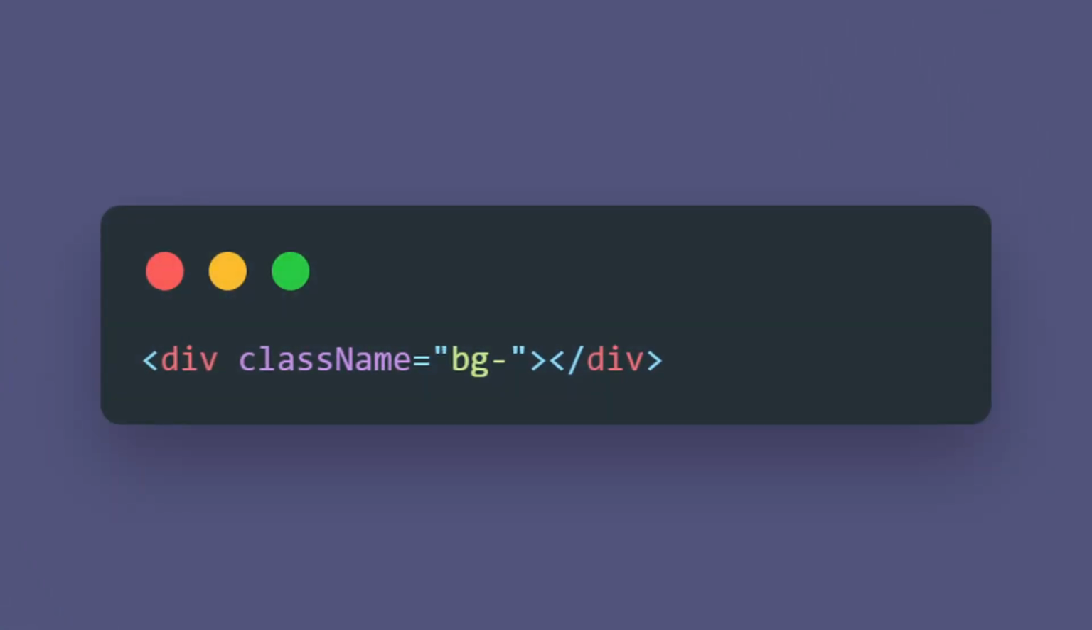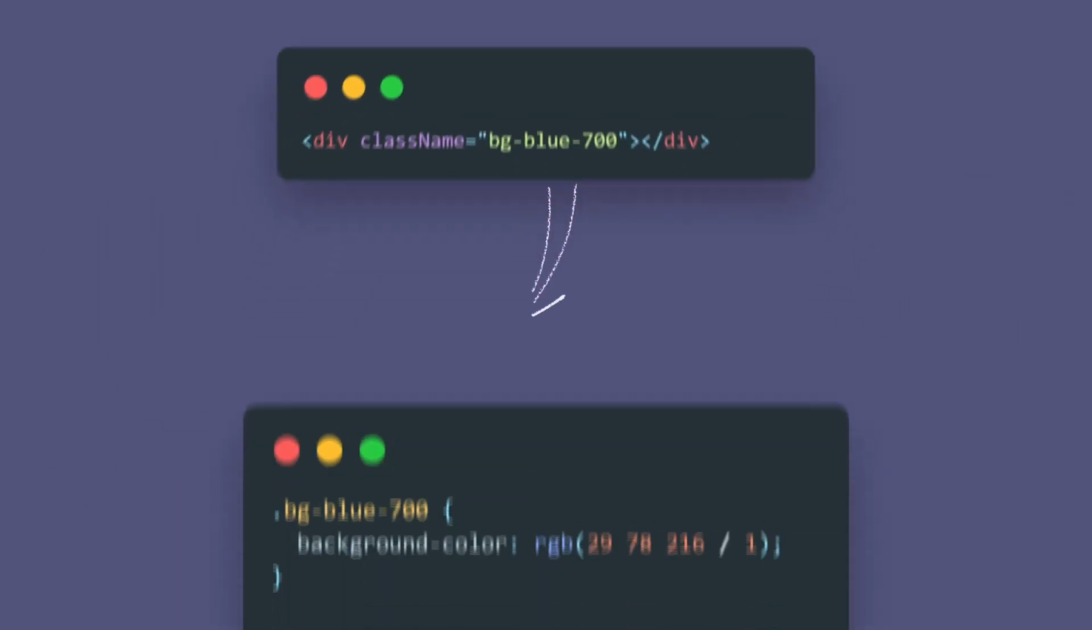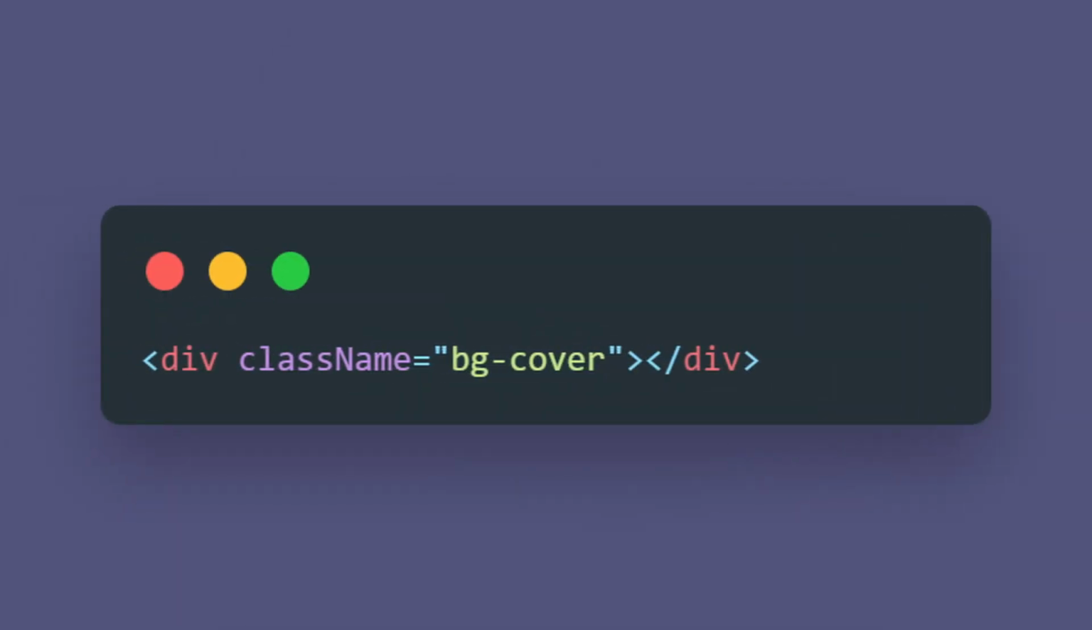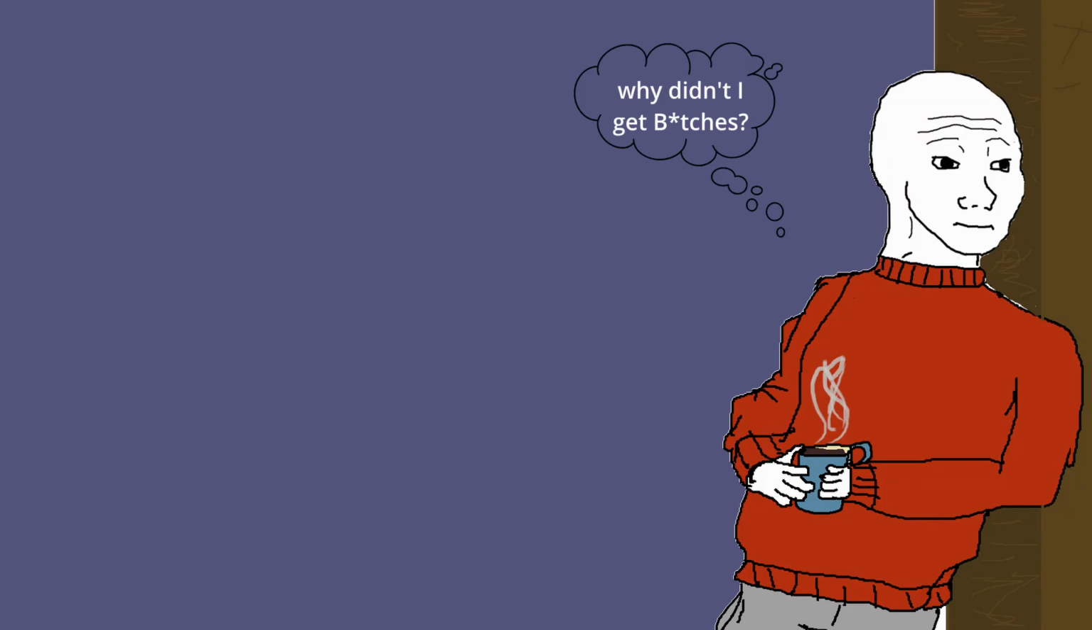Write BG to access the background property. Then you can specify anything. For example, BG-blue-700 or BG cover, which means background size. Also, we'll talk about the gradient background later in this video.